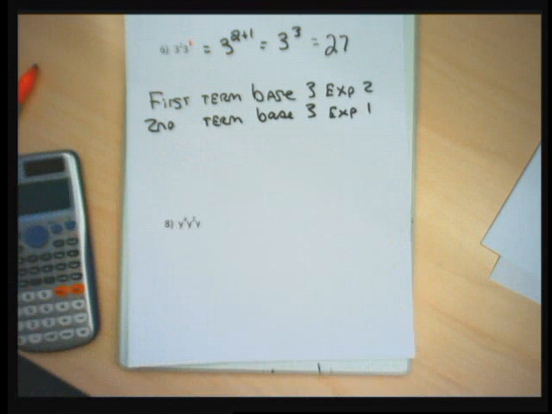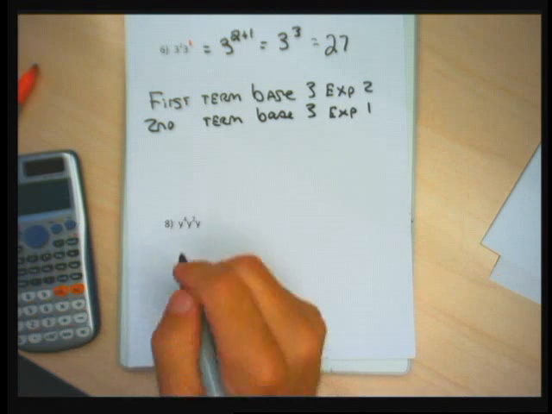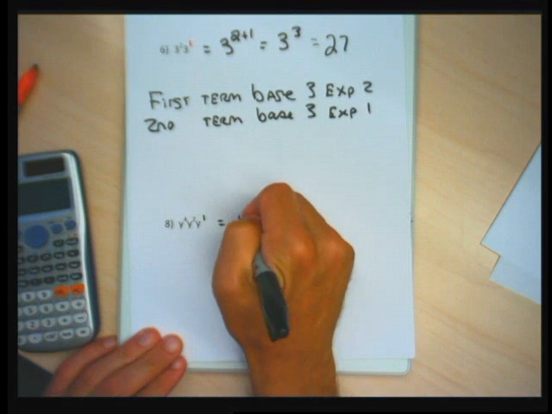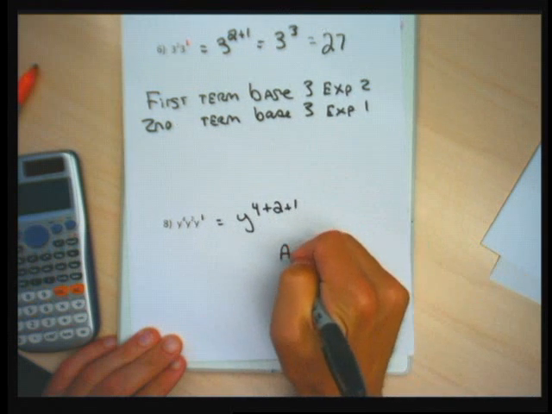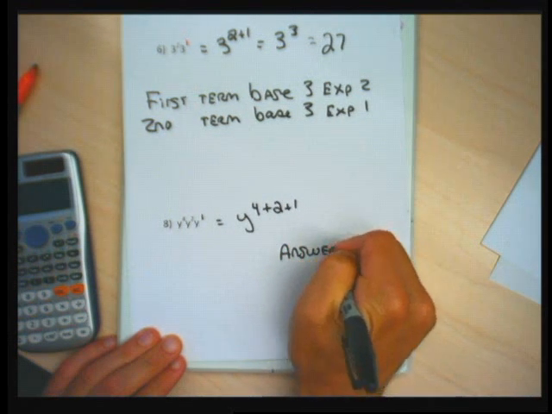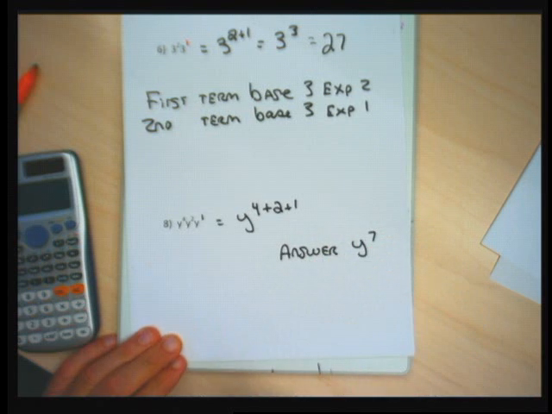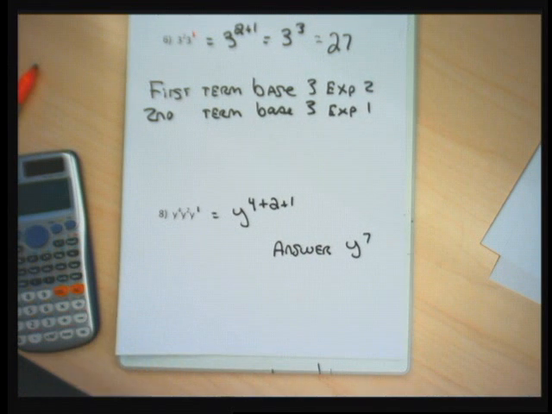So 8's still an example of the rule. I'm multiplying this time 3 terms with the same base. I'm going to add the exponents. The exponents are 4, 2, and 1. In all of these rules, the bases don't change. My answer to problem 8 is going to be y to the 7th.